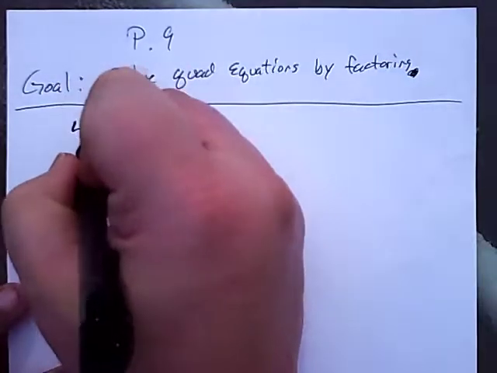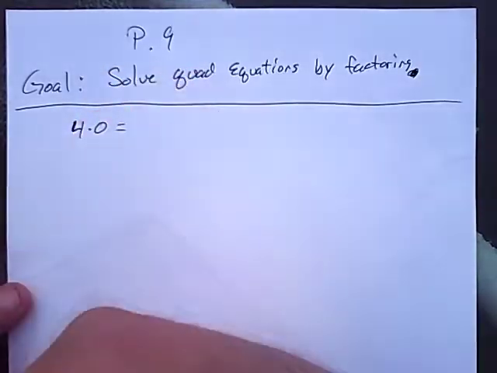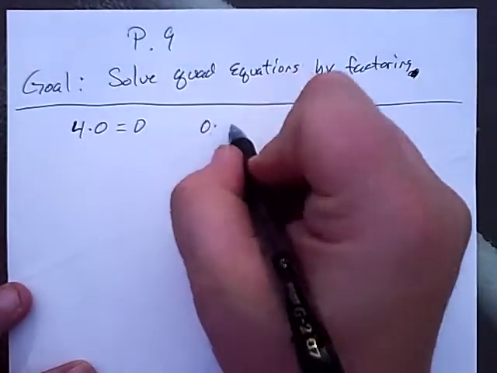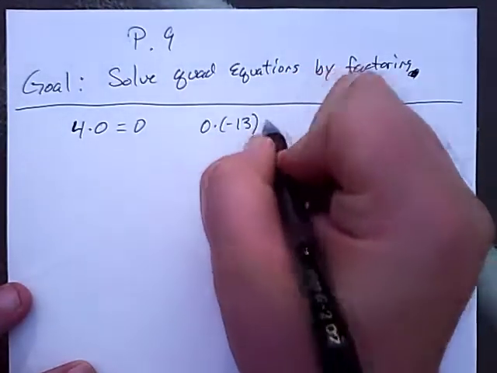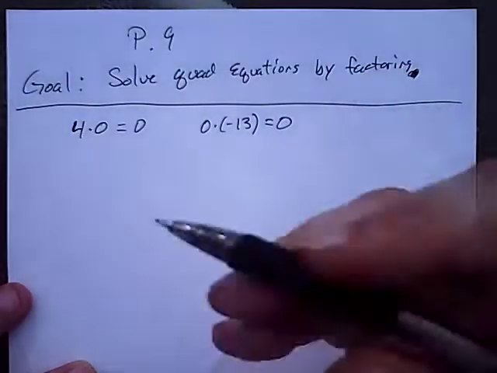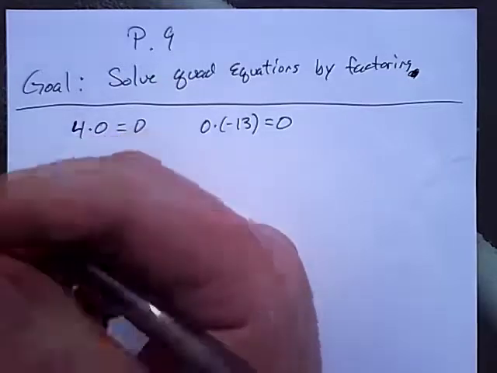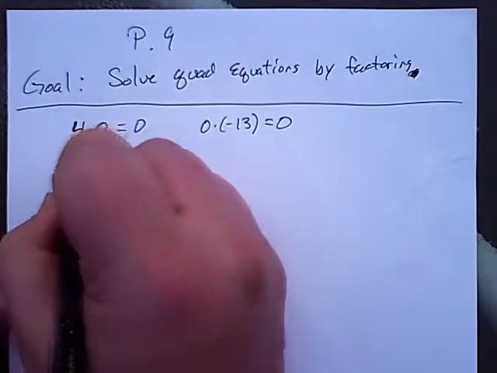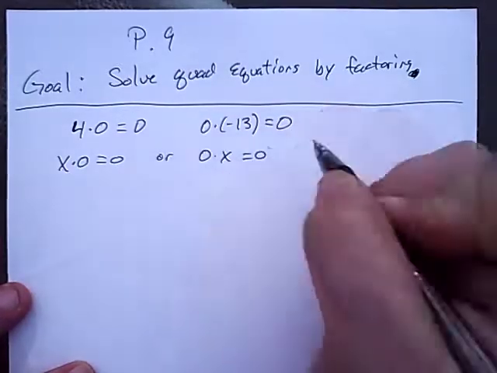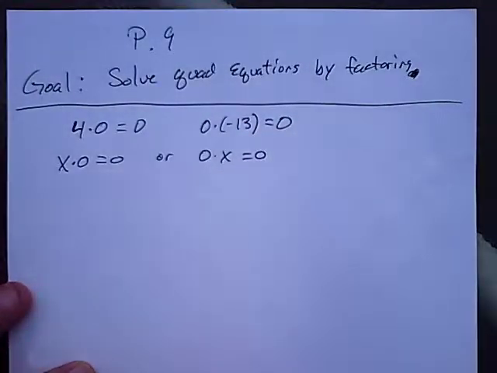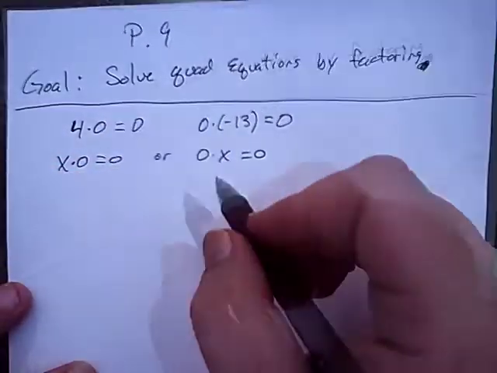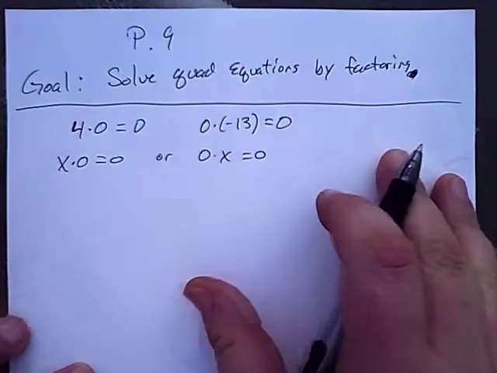It's the idea that if I had something like 4 times 0, I know that the answer is going to be 0. And if I had something like 0 times, I don't know, negative 13, well, 0 times negative 13 is going to be 0. And in general, we can make this a little bit more blanketed of a statement. Anything times 0 is 0, or 0 times anything is 0. Right? You knew this. This is one of those things you got in kindergarten. Oh, the 0, that one's nice because it's always just 0.